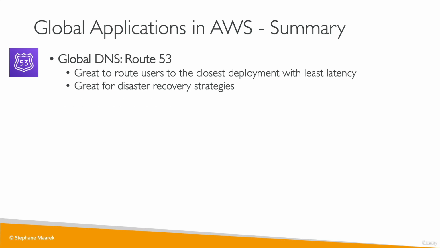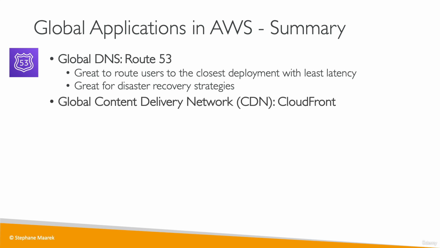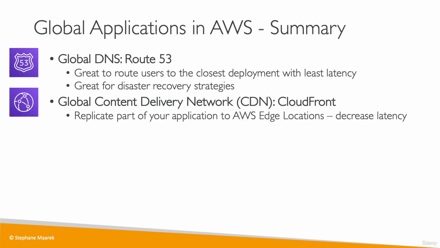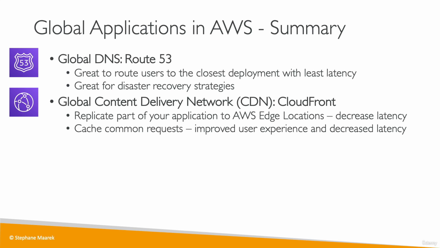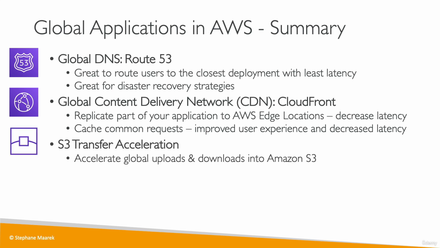We've seen a global content delivery network, CDN, CloudFront, and we've actually hooked it up to Amazon S3. So the idea is that we were able to replicate part of our application data into some AWS edge locations, and this allowed us to decrease latency. And on top of it, we're able to cache the common requests in CloudFront, which gives us improved user experience and decreased latency.